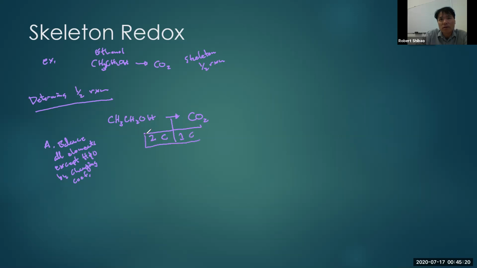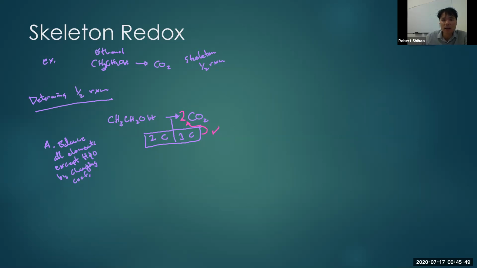And so what I'm going to do here is I'm going to change the coefficient. I'll just do it a different color here. And so what that means is I'm going to change the coefficient here to 2. And so now if I have 2 CO2s, I'll have 2 carbons. And so the carbons are balanced now. I've got 2 carbons on the left and 2 carbons on the right. Okay, that's A. Now we go on to B.